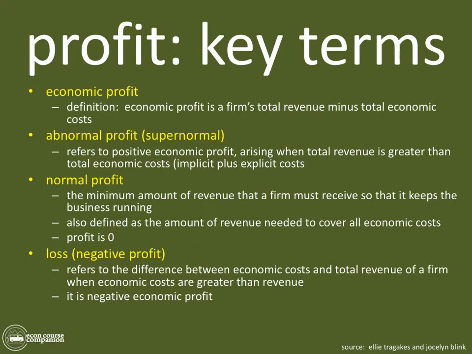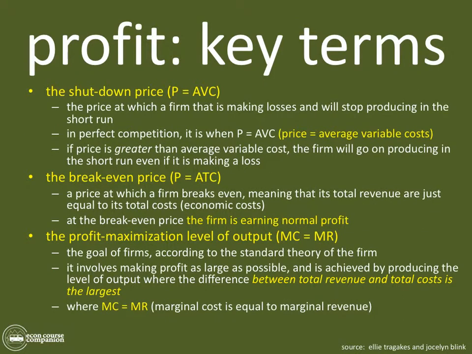Next slide, please. All right, some more key terms. You need to know what these terms mean: the shutdown price, the break-even price, and the profit maximizing level of output. And there's a key term here, and I'm going to stress it with red: output. The profit maximizing level of output, and I'll come back to that in a second.